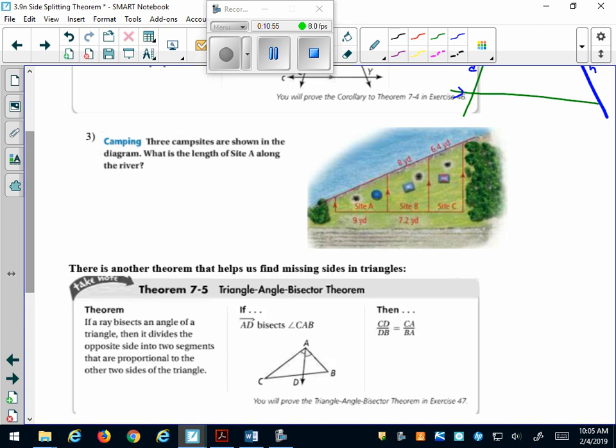So now to solve a problem, this is clipped out of the book here. 3 campsites are shown in the diagram. What is the length of site A? So we're trying to find the length of this along the river based on the fact that all of those lines are parallel, and we know the length of the sides on the other side of the site. So if I call this x, what am I going to do? X is to what?